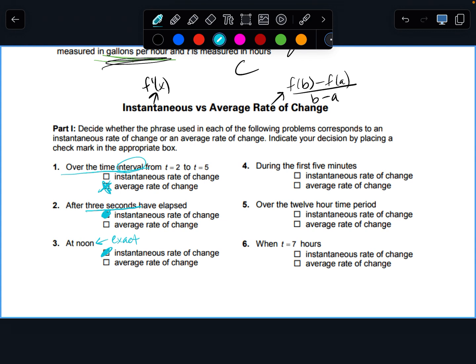Okay, so why don't you do 4, 5, 6? Check with your person next to you. See if you get it right. This shouldn't take too long. Okay.